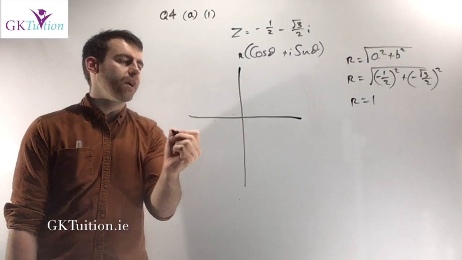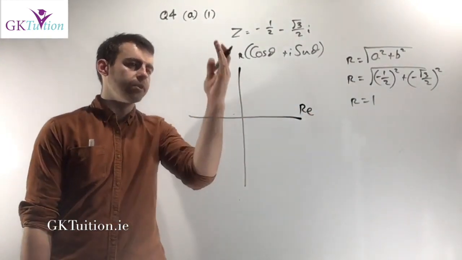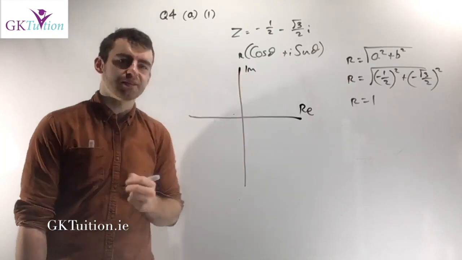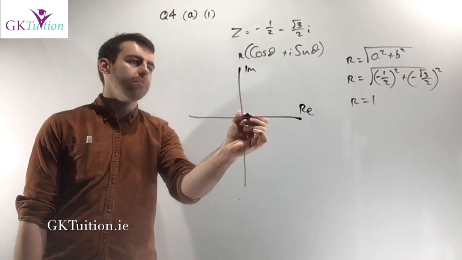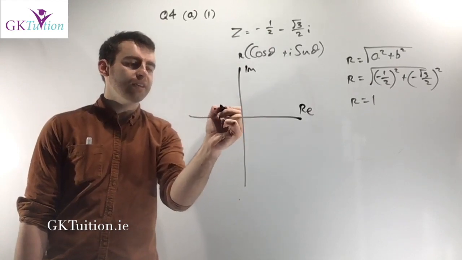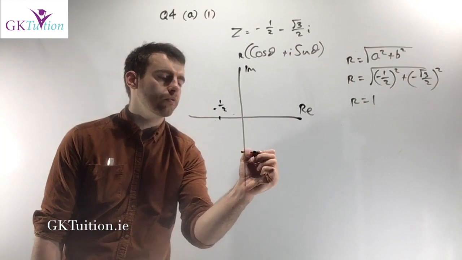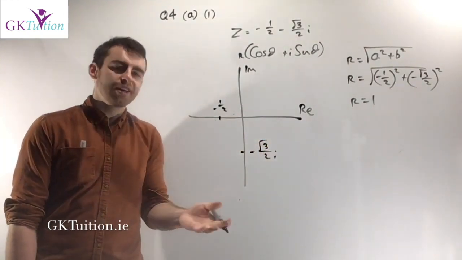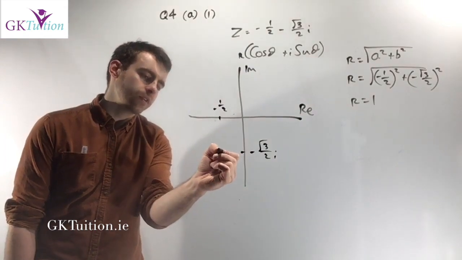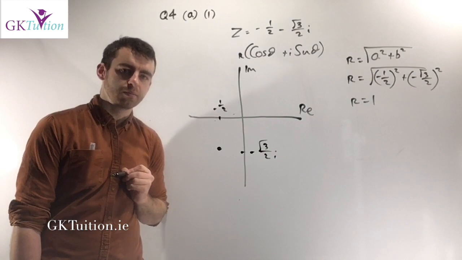So I'm drawing myself an Argand plane where the horizontal line represents the real axis and the vertical line represents the imaginary axis. And I'm just going to roughly plot where my complex number might be. The real value is minus a half, and the imaginary value is minus root 3 over 2. So clearly my complex number is in the third quadrant. Again, your diagram is just to allow you to visualize what's going on. It doesn't have to be accurate. But I'm saying that this is where my complex number is.